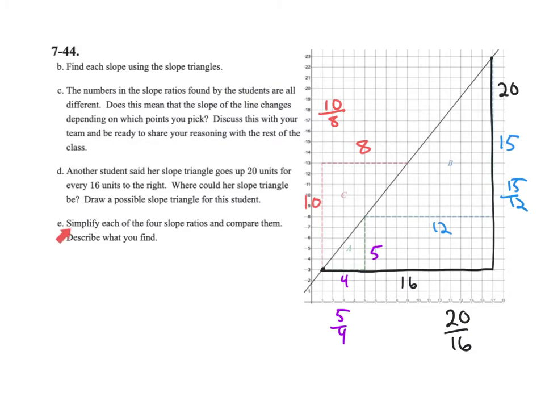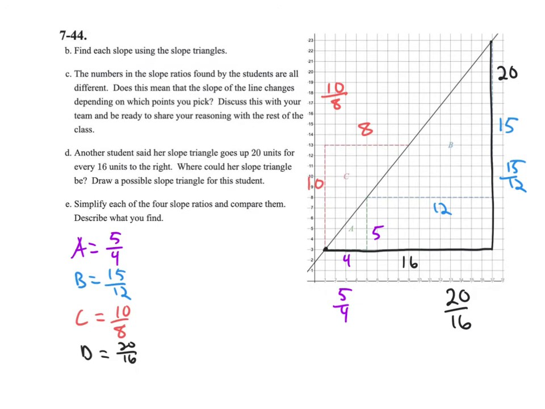Now, here's our payoff for all this. We've got all these different ratios here. Simplify each of the 4 slope ratios and compare them. What do you find? So let's write all these out and simplify. So here are the 4 slopes. Well, 5/4, that's already simplified.